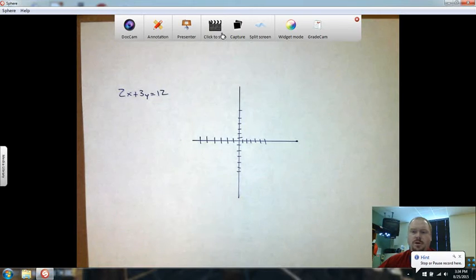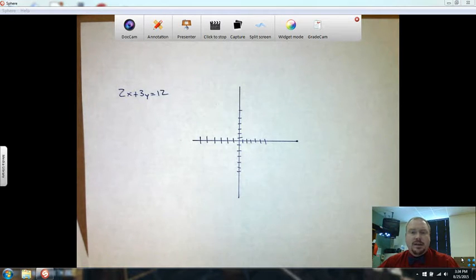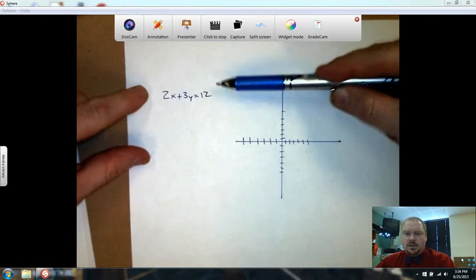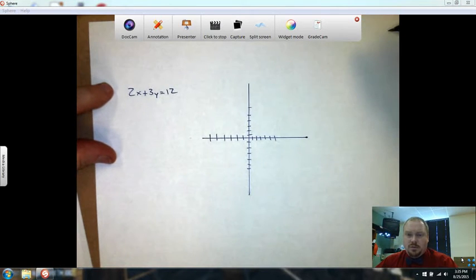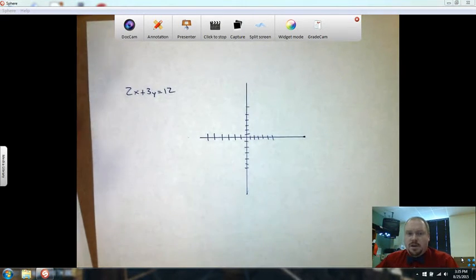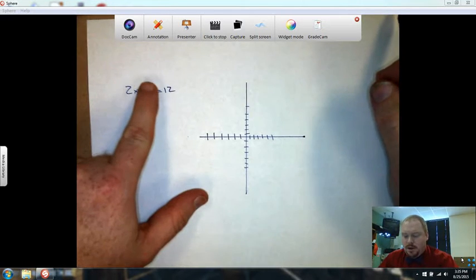In this video, we're going to review how to graph linear equations as well as linear inequalities, including systems of linear inequalities. To begin with, I have an equation that starts with 2x plus 3y equals 12. Because this is an equation in standard form, I could cheat a little bit and use the cover-up method.